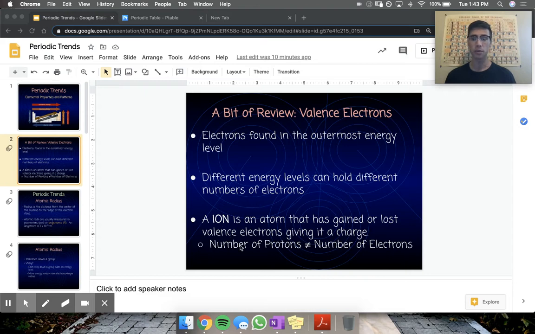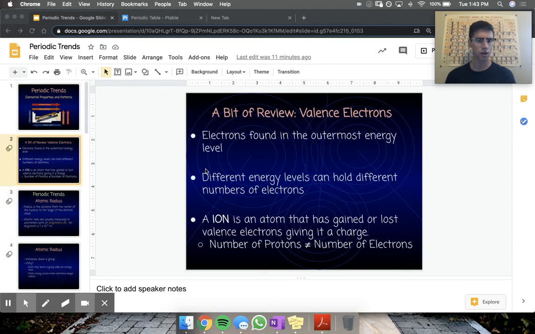We're going to talk about this once we get there, but keep in mind, an ion is an atom that has gained or lost valence electrons, giving it a charge. Basically, you don't have the same number of protons as electrons, which means your positive charges and your negative charges are not equally balanced out. So an ion is an atom that has a charge. Doesn't necessarily mean that it's positive or negative, and we'll look at those as we move throughout the year.